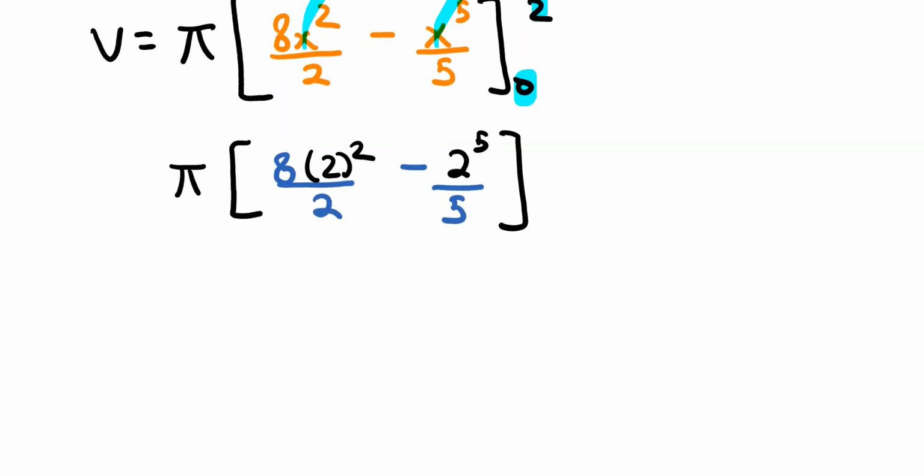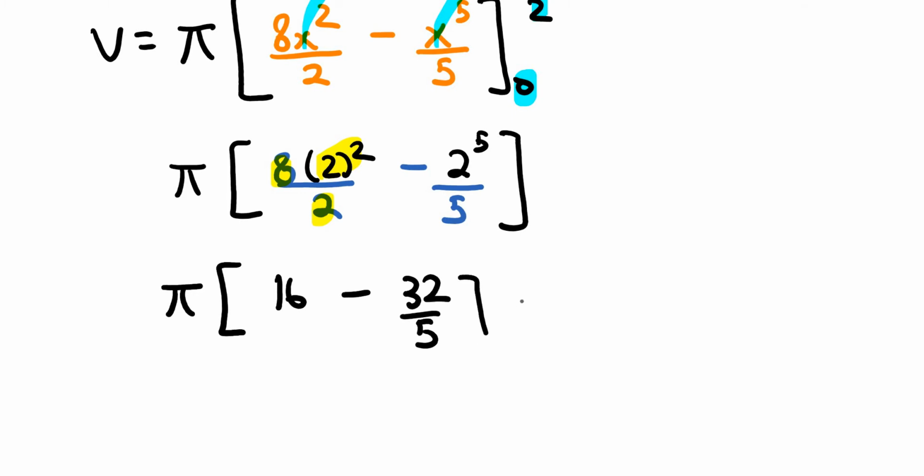And then from here it's just doing the calculations, so that's going to be pi. This part right here, 2 to the power of 2 is 4. 4 divided by 2 is 2, and 2 times 8 is going to be 16. So that's going to be 16 minus 32 divided by 5. And then if you keep on simplifying that, that should be 48 pi divided by 5.